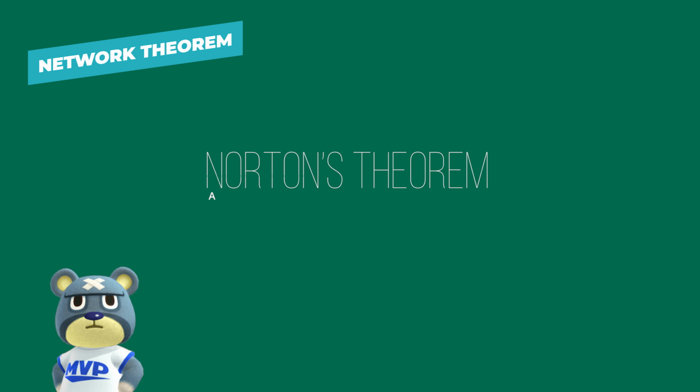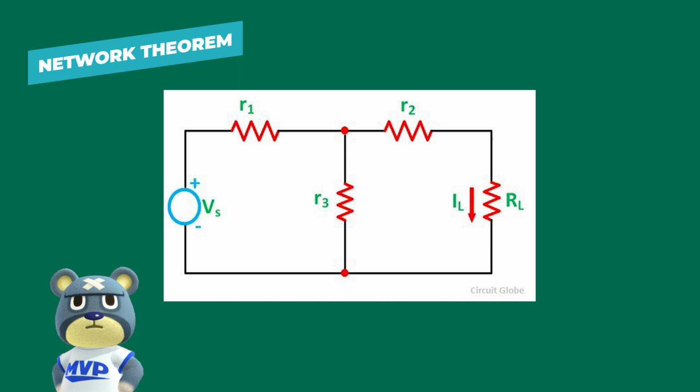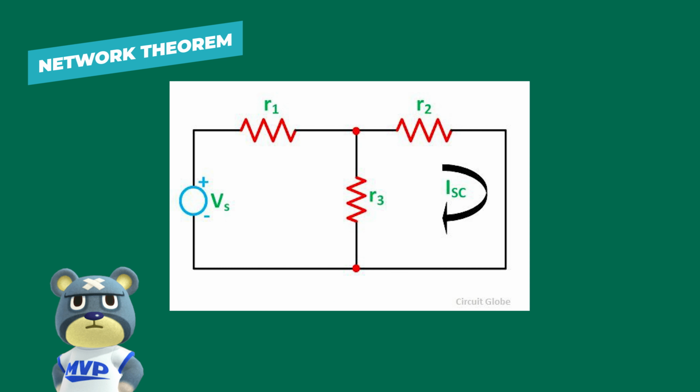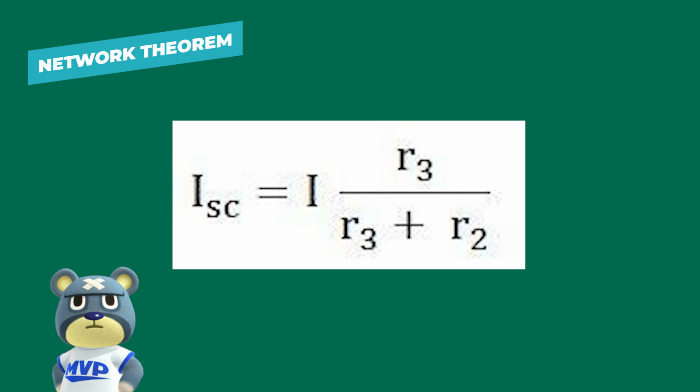Explanation of Norton theorem. To understand Norton theorem in detail, let us consider the circuit diagram in the figure. In order to find the current through the load resistance IL as shown in the figure, the load resistance has to be short circuited as shown in the next diagram. Now the value of current I flowing in the circuit is found by this equation, and the short circuit current ISC is given by this equation.